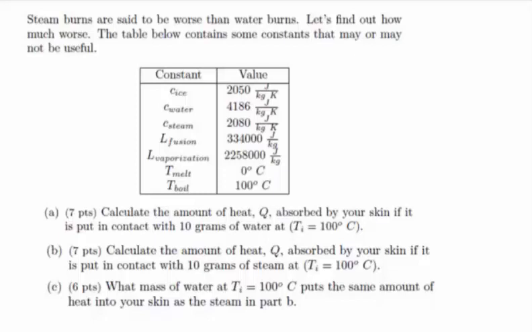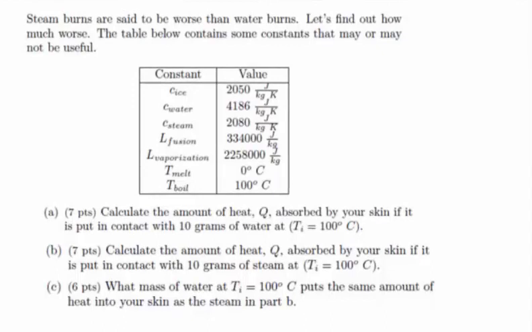In part A, we're to calculate the amount of heat absorbed by the skin when in contact with 10 grams of water at 100 degrees. In part B, we calculate the amount of heat with the same amount of steam at 100 degrees. And then in part C, we ask what mass of water at 100 degrees C would put in the same amount of heat as the steam did in part B.